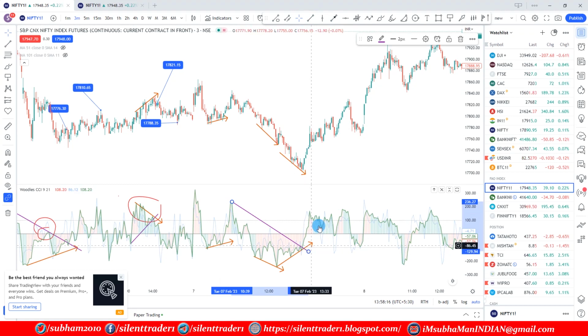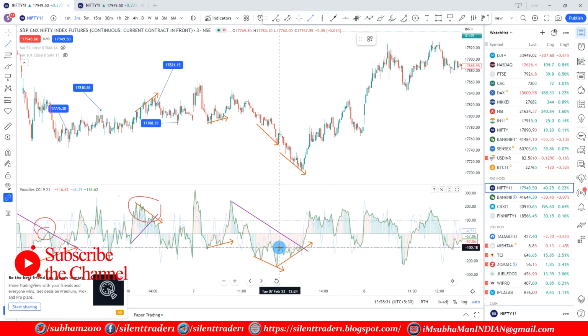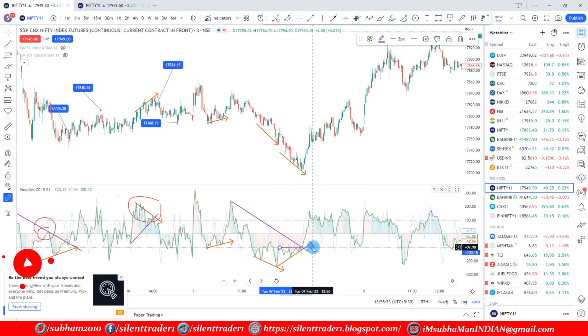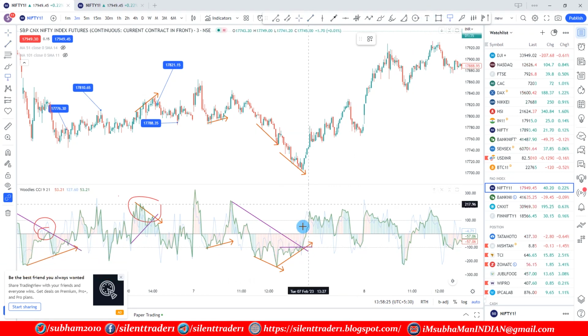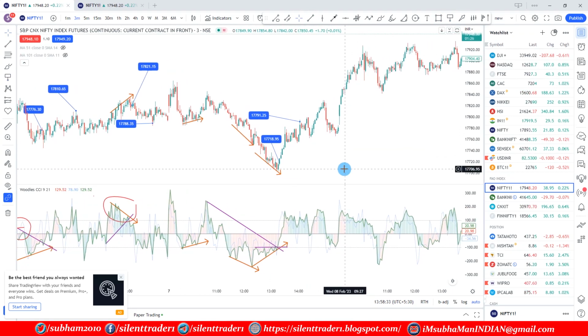The 3 CCI middle hooks are also on a horizontal line, so it's a good sign for a strong reverse trend. Buy sign at 17718 and high made approximately 17791 area.